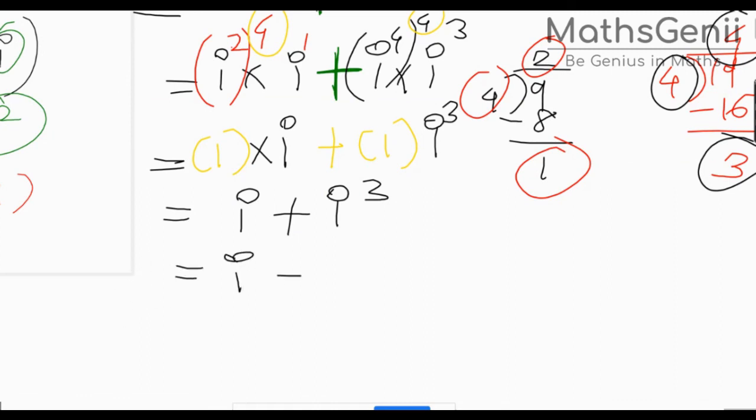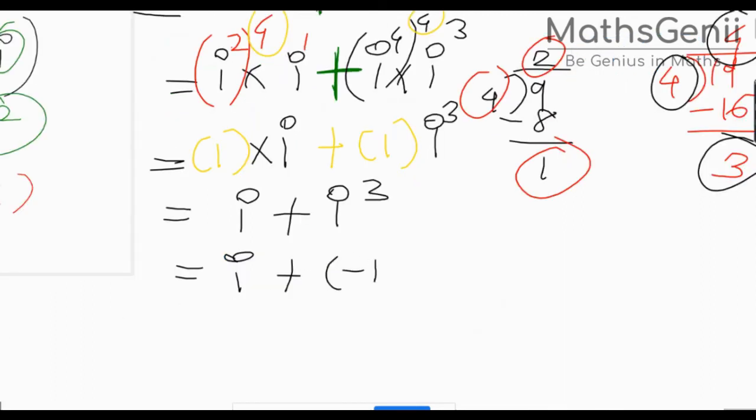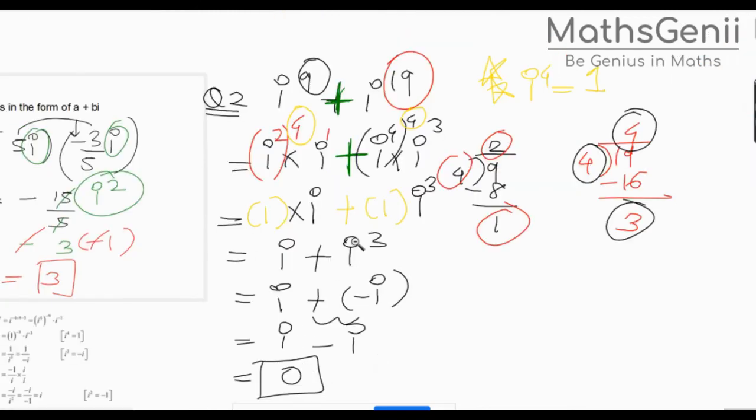Now i as it is. What is the value of i cube? Go back and check what is the value of i cube. The i cube value is minus i. So instead of i cube, I am writing minus i. Plus minus i, minus i plus i, 0. Okay, so here we have used the divide by 4 shortcut. Now we'll do one more tricky question, the last question, and then we will wrap it up.